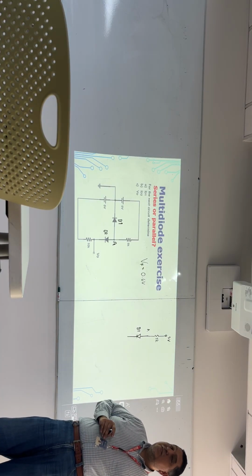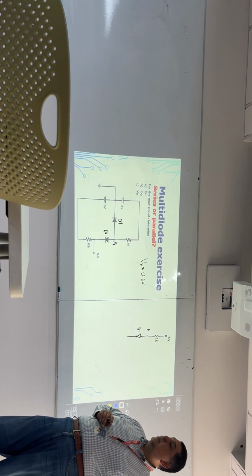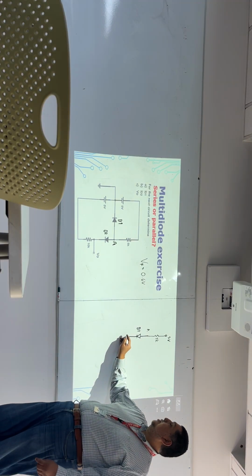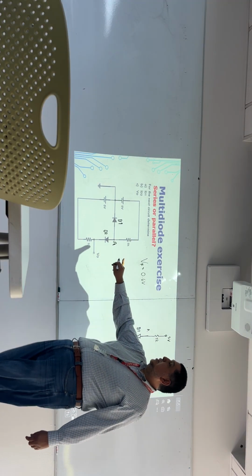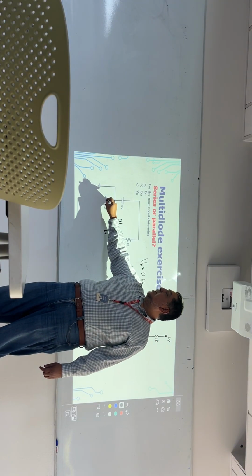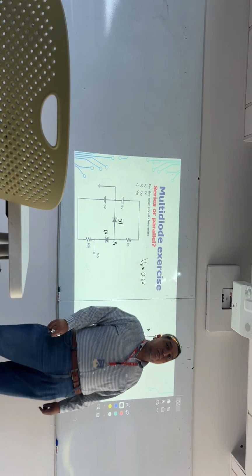The other side of D1 is connected to what? To ground. Please note that this is D1. So the anode is connected to node A and the cathode is connected to ground.